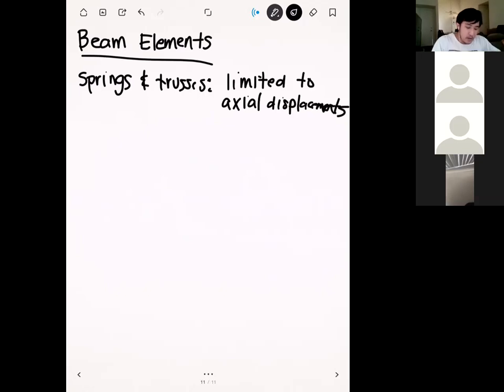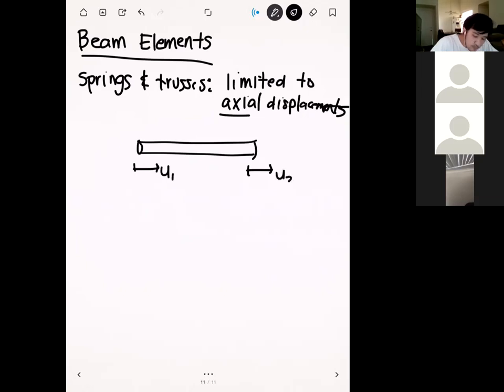Okay. And so the key word here is axial, right? Whether you have a truss or a spring, if we consider the local system of the elements, the displacements always just go this way, right? So we have U1 and U2, okay? And this was one of our assumptions when we were doing our truss elements: you cannot have any displacements like this, and you cannot have any rotations.